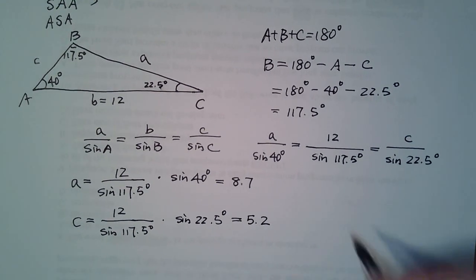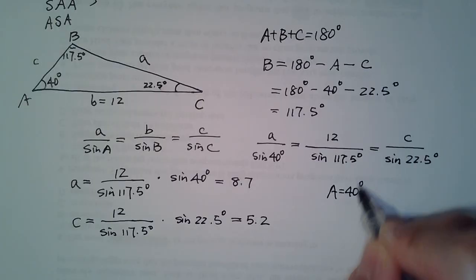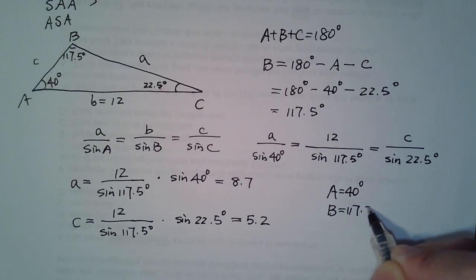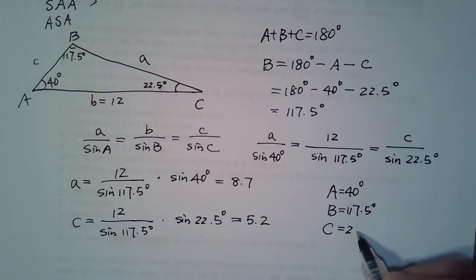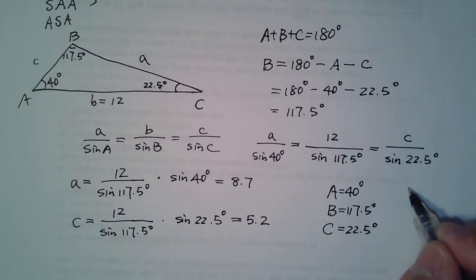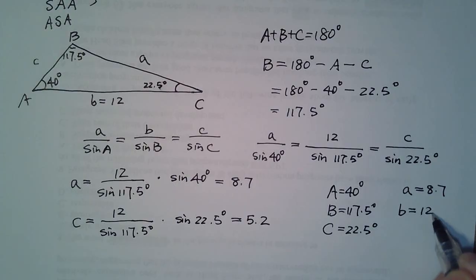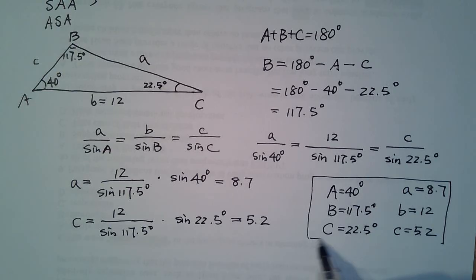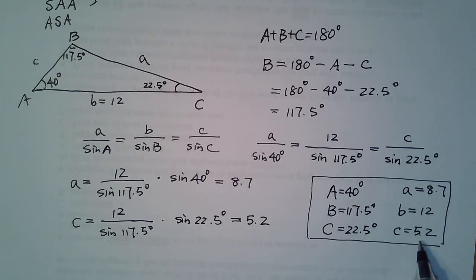Okay, so I know A is 40 degree. I know B is 117.5 degree. And I know the C angle is 22.5. And my little a is 8.7, my little b is 12, my little c is 5.2. I solved this triangle. Now you know all the sides and all the angles, and you might want to see that the greater angle corresponds to the longest side, and the smallest angle corresponds to the shortest side. That's what I ask you to know.